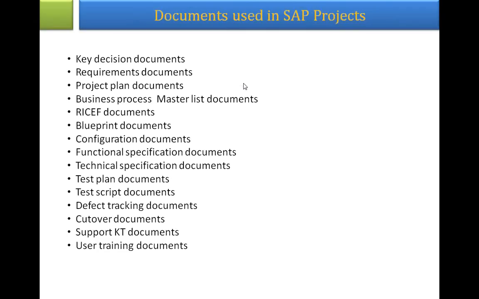Now, coming to documentation, these are the different sets of documentation we are going to maintain in SAP projects over here. Key decision documents. What is going to be the proposal? In which phase, how will the project be implemented? What is going to be the implementation time? How many consultants will be working? What is going to be the reporting hierarchy? All those things we are going to maintain over there.